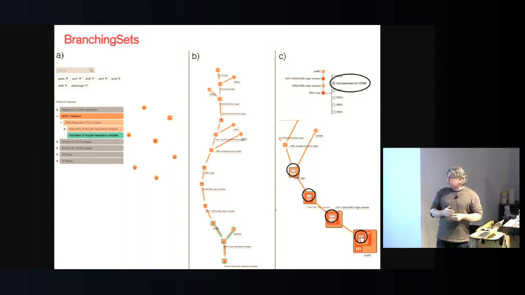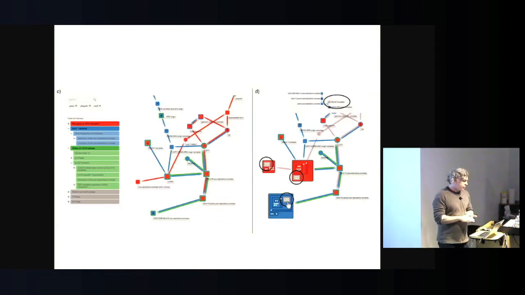So this project, called BranchingSets, lets you interactively branch through all the possibilities that are there, and also lets you zoom into these protein complexes to see the subcomplexes of the proteins involved. And this was presented at BioVis 2 years ago.